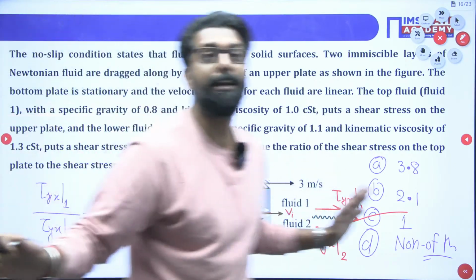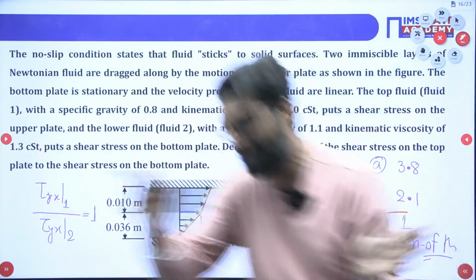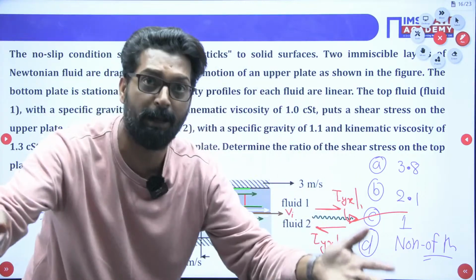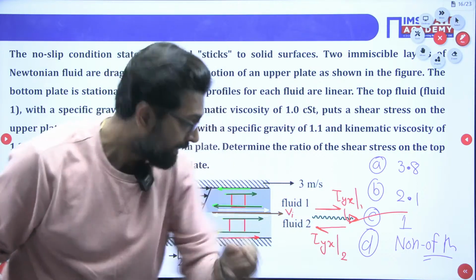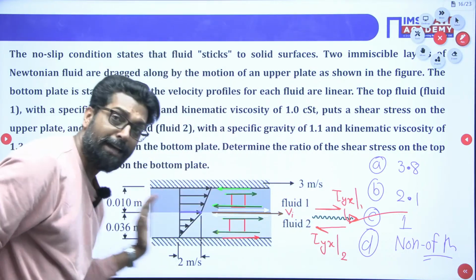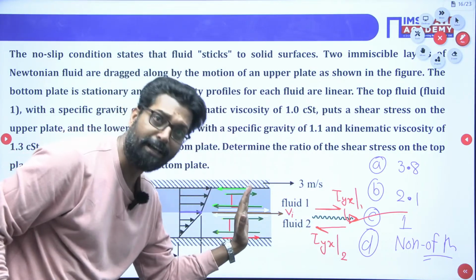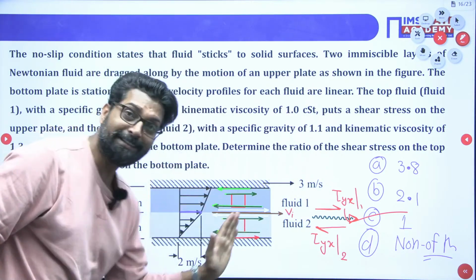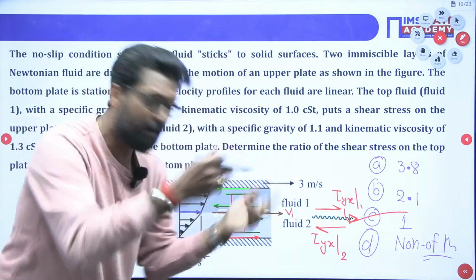If all the layers have the same velocity, the shear stress is 0. It is not a question of constant or variable. But if there is no pressure, only displacement of a boundary, and no pressure difference here, then in this case shear stress is constant. We have already proved it.